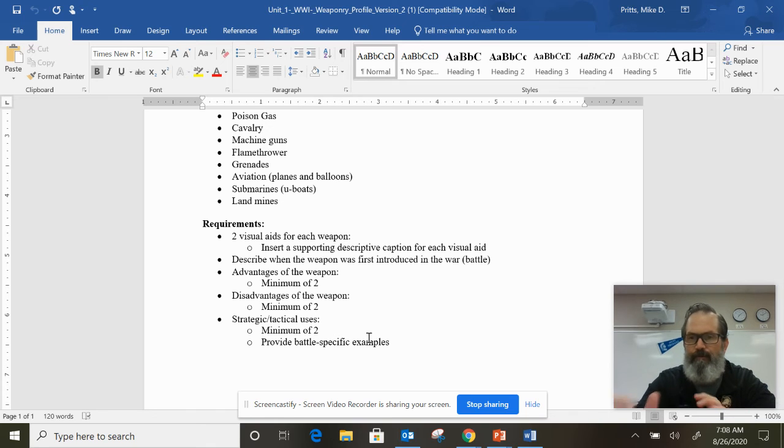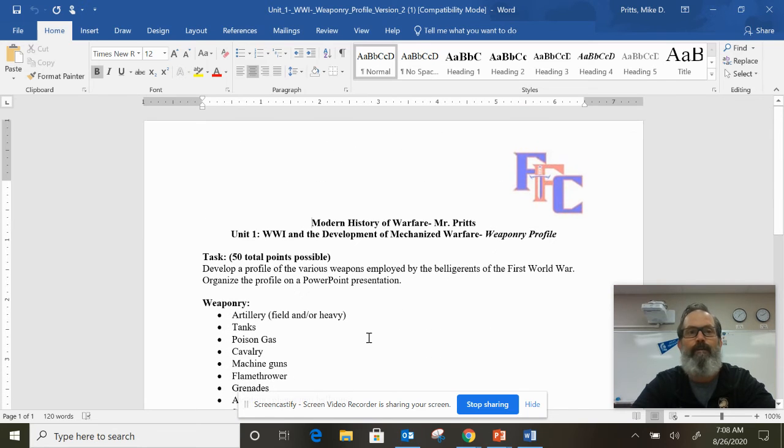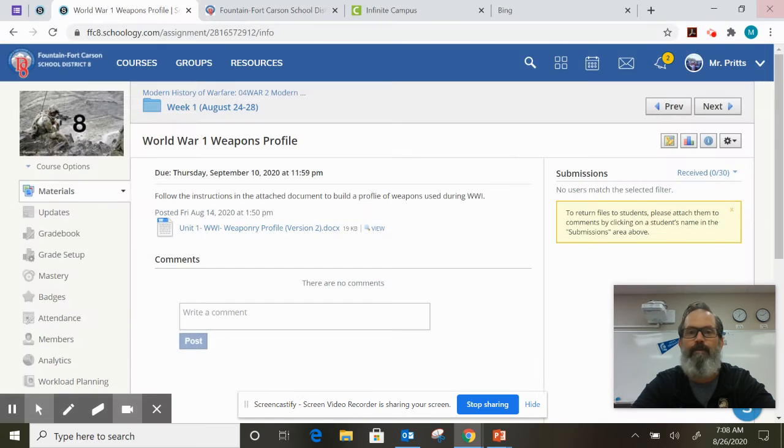I think most of you will have different battles. Aside from poison gas, gas is pretty concrete when it was used, but you'll have varying battles very close together when machine guns were used and things like that. So that's the portfolio or the weapons profile, and again, it's due on September 10th.